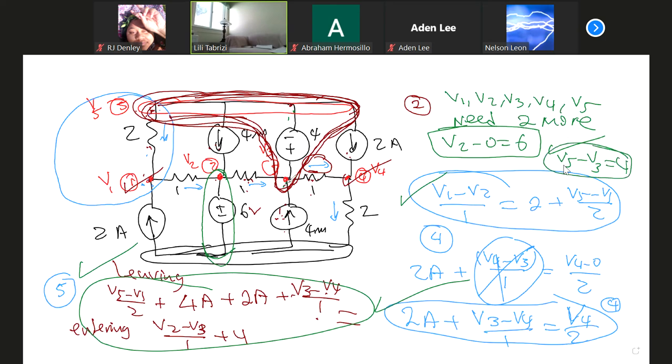It's the voltage at this end, V3 at the plus side, minus the voltage at the minus side, V5, equal to 4 volts. And it's not ohms or anything. It's equal to 4 volts.